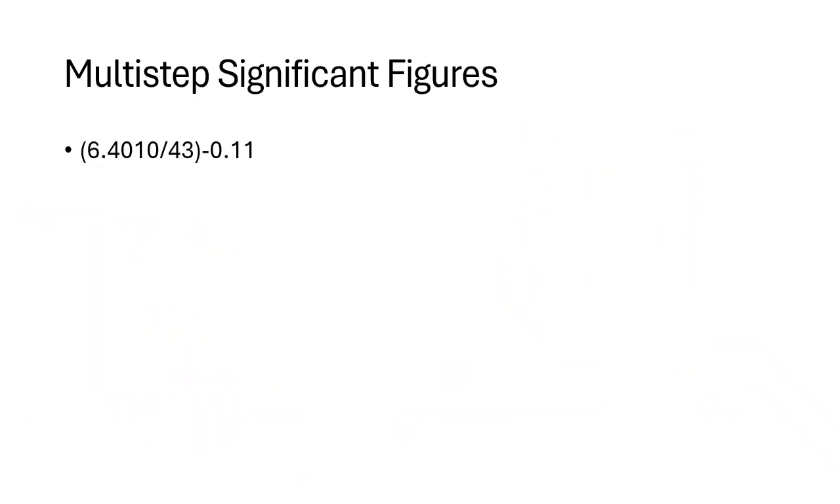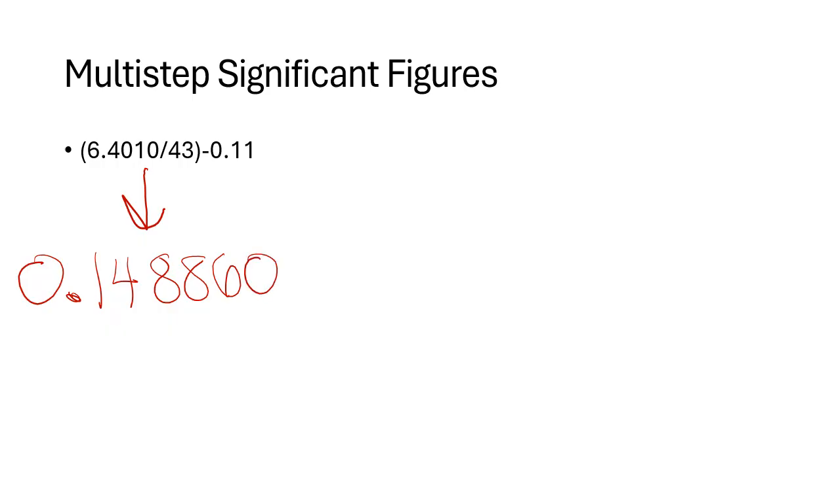Now here, multi-step, significant figures. I'm going to do what's in the parentheses first, and I'm going to write out what that would divide to. I'll just write out every number that the calculator says, but you can just keep that number in your calculator because you're not rounding until the end. But I'll write it out because you'll see what we have to do.